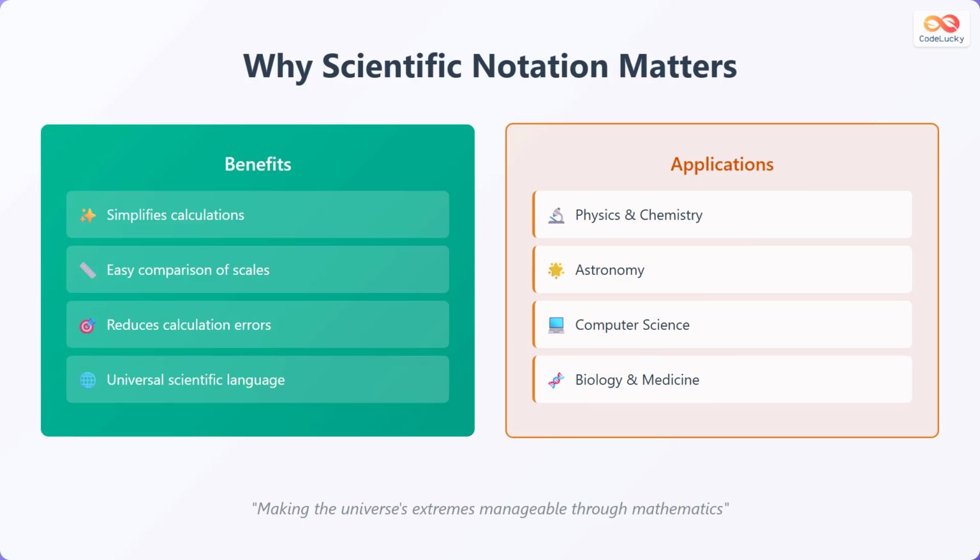Scientific notation finds applications in various fields. In physics and chemistry, it is used to represent atomic and molecular sizes and quantities. In astronomy, it is used to express distances to stars and galaxies. In computer science, it is used to represent memory sizes and processing speeds. And in biology and medicine, it is used to express the sizes of cells and microorganisms. In summary, scientific notation makes the universe's extremes manageable through mathematics.